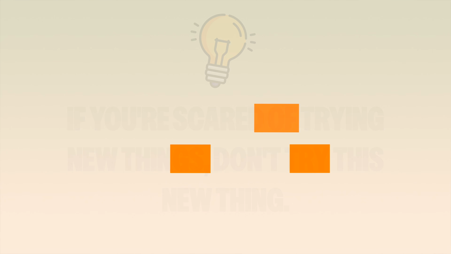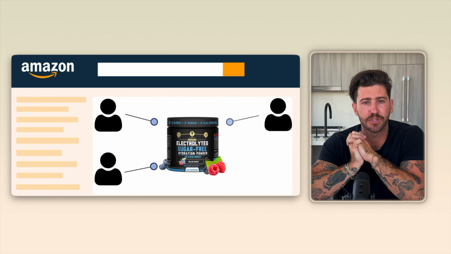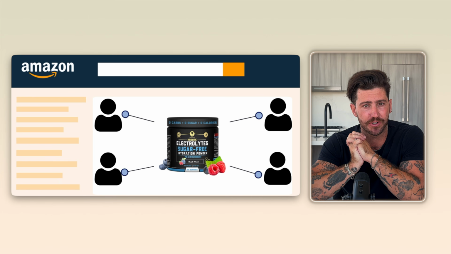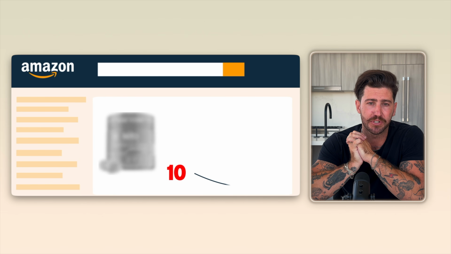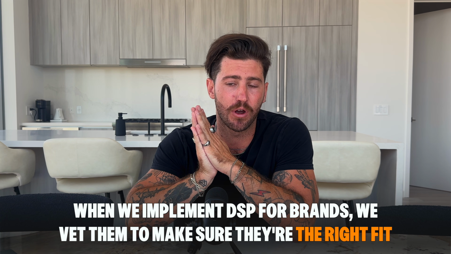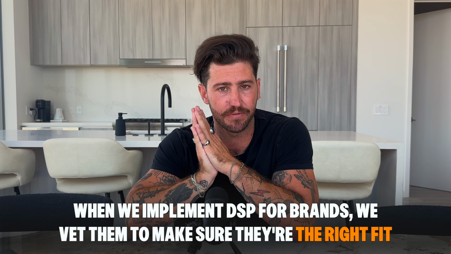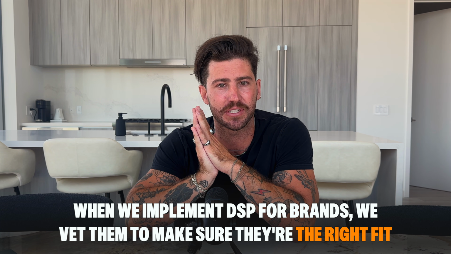So here are some examples of what we've seen DSP do for brands firsthand. For one, by sending more traffic to your product detail pages, not only can you increase sales, but this can help to improve your organic rank. We've seen brands go from number 10 to number 1 in their category by tapping into DSP in the appropriate way. Typically speaking, when we roll out DSP for brands, we vet them to make sure that it's the right fit because we don't want to launch anything that's not going to be successful. We usually see return on ad spend anywhere from 4 to 1 to as high as 20 to 1, depending on the brand and the targeting strategy.